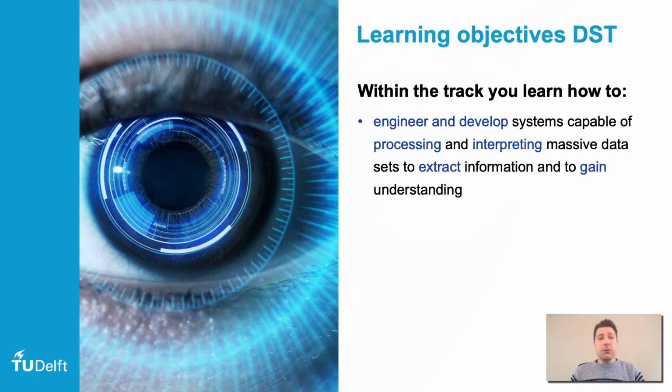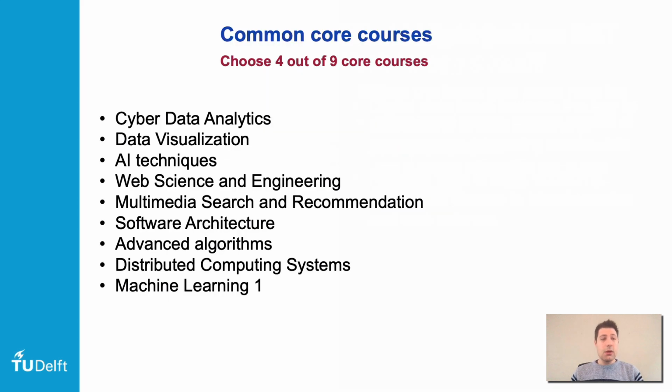If I put this into learning objectives, in this track you're going to learn how to engineer and develop systems capable of processing and interpreting massive datasets to extract information and to gain understanding. This is the list of common core courses for this track: cyber data analytics, data visualization, AI techniques, web science and engineering, multimedia search and recommendation, software architecture, distributed algorithms, distributed computer systems, and machine learning 1.